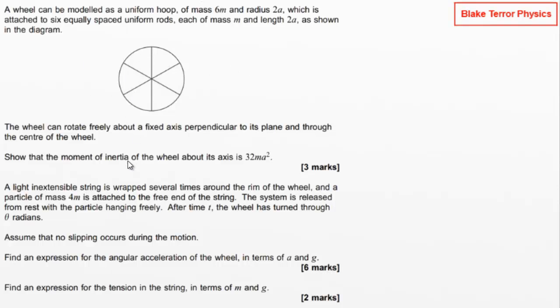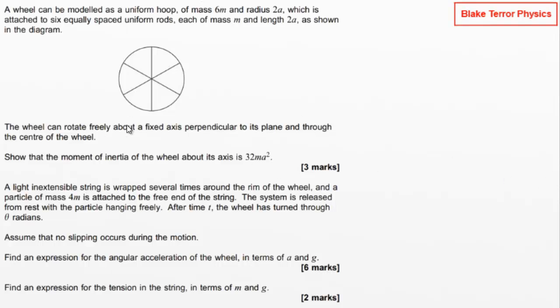Okay, so we've got all this going on. The wheel can rotate freely about a fixed axis perpendicular to its plane and through the centre of the wheel. Show that the moment of inertia of the wheel about its axis is that.